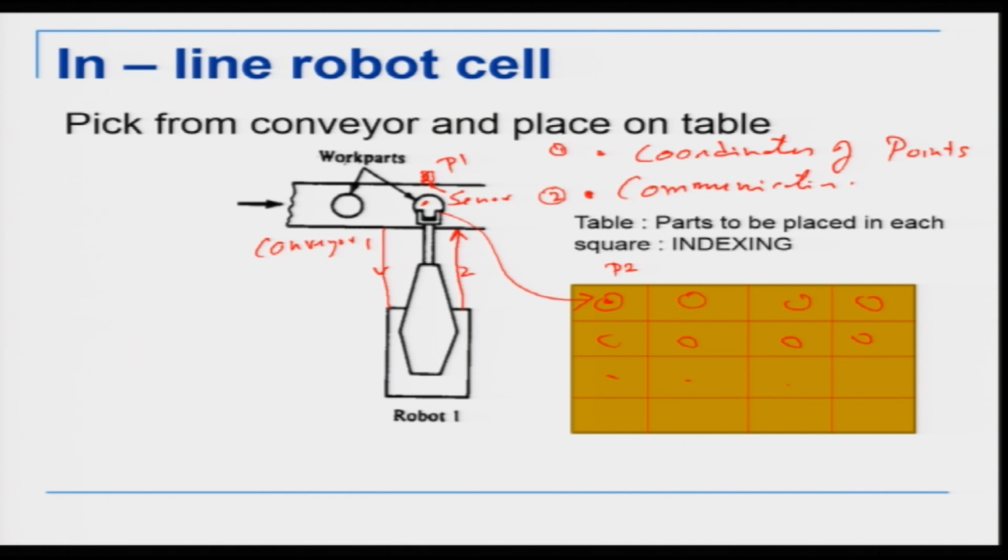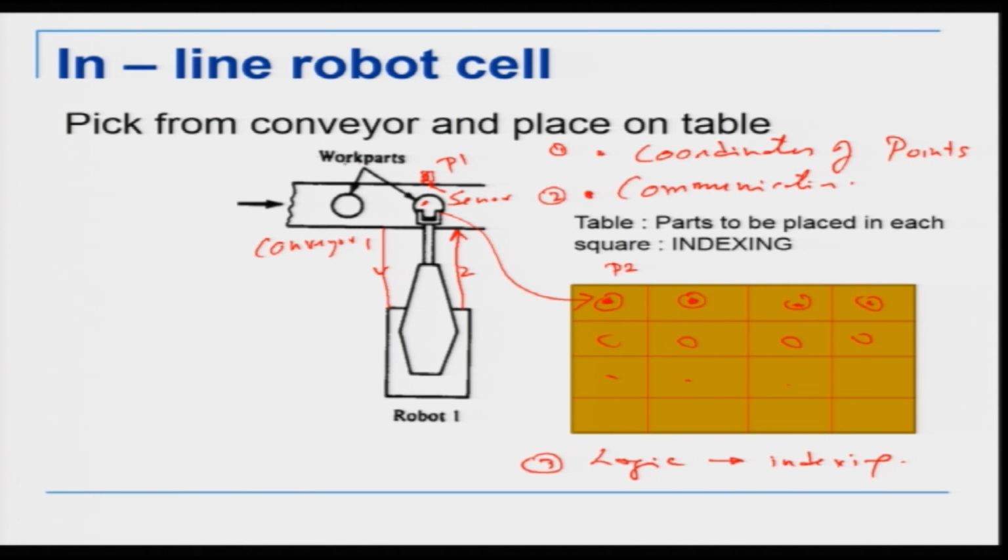The second point is the communication part. Now, the third part is there has to be some kind of logic. What is this logic? The logic is that first it is going to put the part here, then it will put the part here, then here, then here. So, it is doing some kind of indexing. So, the program must contain all these parts.